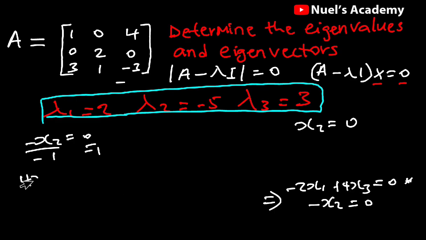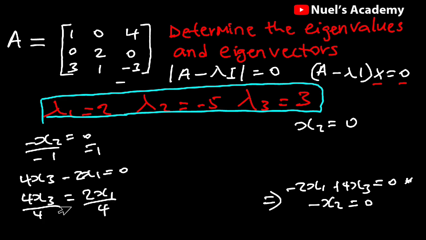Now let's focus on this equation and make x3 separate to the formula. We have 4x3 minus 2x1 is equals to 0. So this is 4x3 is equals to 2x1. Let's divide both sides by 4. This and this will cancel. We have that x3 is equals to 2 divided by 2 is 1, 4 divided by 2 is 2. So we have 1 over 2 x1.